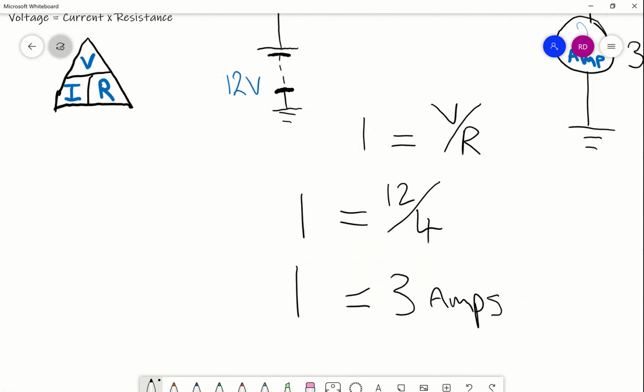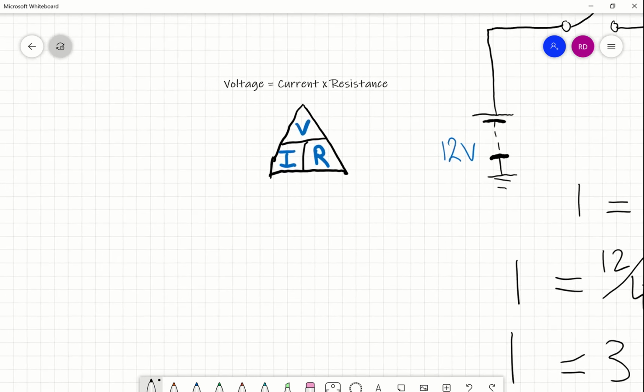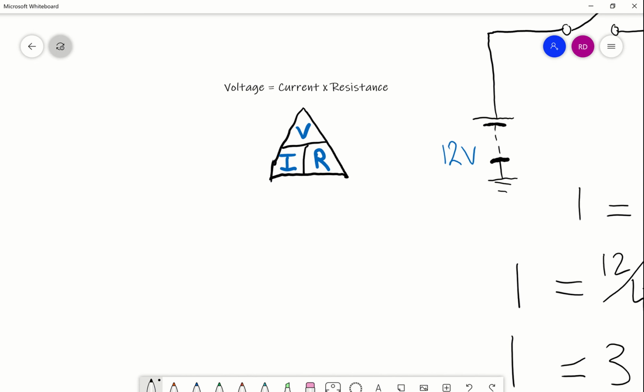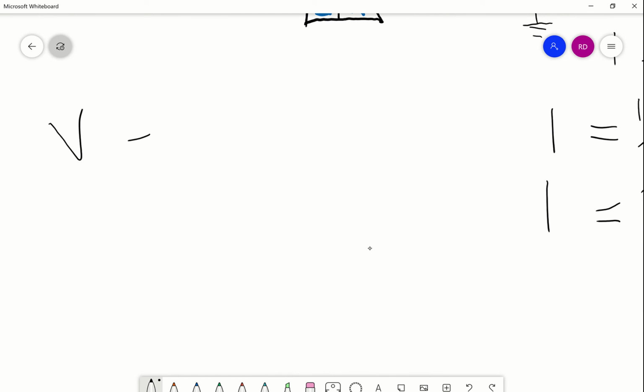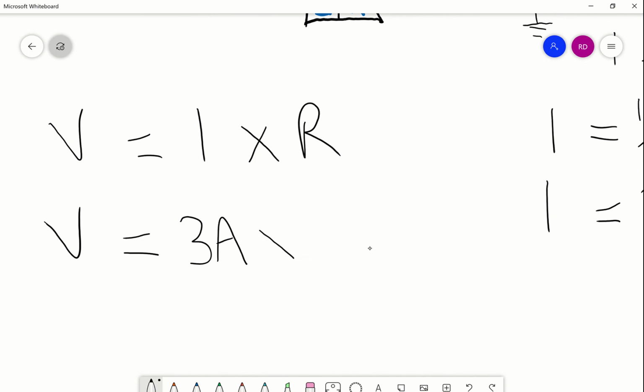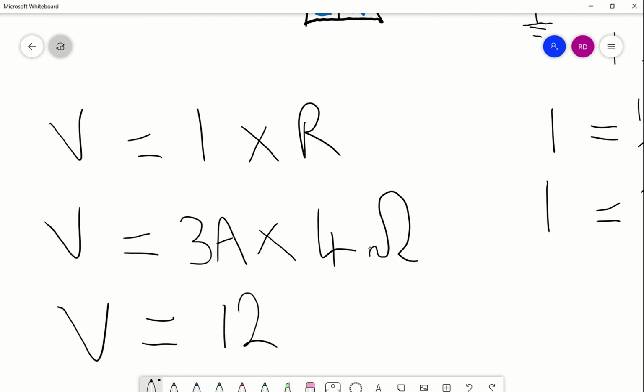So let's just say, for argument's sake, we were given the resistance and then we were also given the current, but we had to find the voltage. So what would we do in that case? We'd cover our V, and it would therefore be current multiplied by resistance. So let's write that out for example. So V equals I by R. V is going to equal, we just found it out, 3 amps. So I'll write 3A by our resistance, which is 4 ohms. So remember that horseshoe symbol. So volts equals 12. So we know we're correct there.